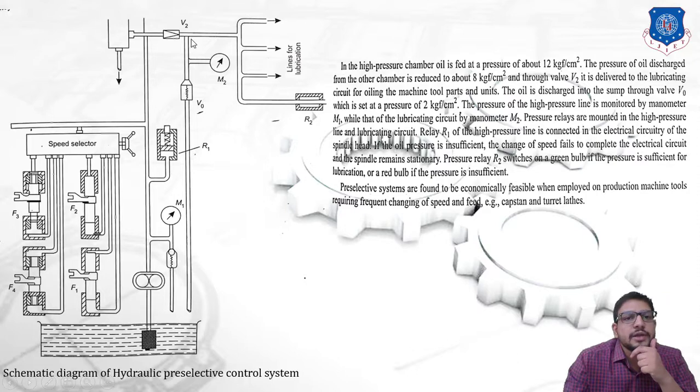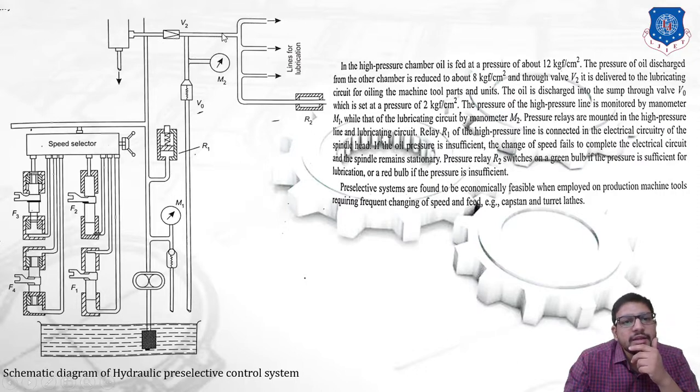Now on the top side you can see there is a V2 line. V2 is a delivery valve which is going to transfer the high pressure oil to the lubricating lines, which means we know that in a machine tool we are required to give lubrication oil while performing an operation. So this line is a representation of the supply of lubricating oil, and this will be done through valve V2. M2 again is a manometer, going to measure the pressure of the lubricating oil. So whatever oil is passing through this, its pressure can be determined by M2, that is manometer 2.